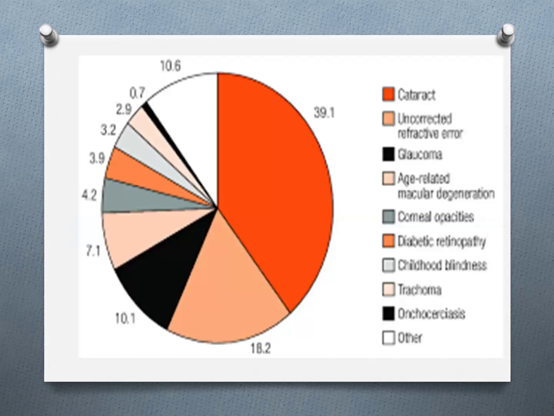This is one of the pie charts. As you can see in the pie chart, 39.51% is depicted in orange color, which is cataract, which is usually the major chunk of it. Then comes 18.2%, shown in the pink color, which is uncorrected refractive error. And 10.6% is the white color depicting the other category. 10.1% is the contrast cases, and glaucoma is one of the major portions of it.